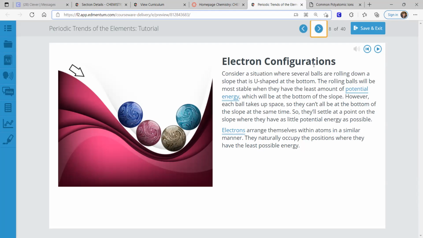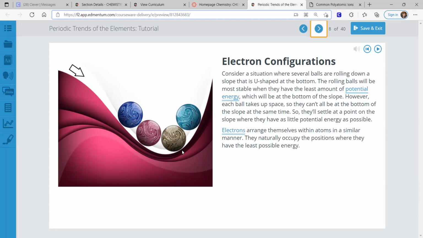Consider a situation where several balls are rolling down the hill. The balls will want to stay in a stable place where they have the least amount of potential energy, and that is at the bottom of the slope. So you see how they want to go towards this bottom slope area, and even if they go up and then fall back down, eventually they settle at that bottom point where they have little potential energy.